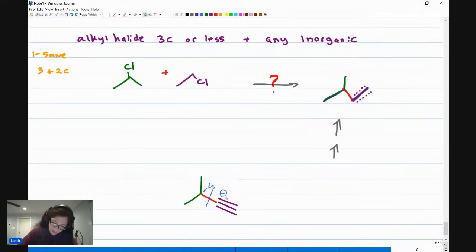If I want to make an alkyne from an alkane with something on it, I don't know how to do that. The best way to make an alkyne is from an alkene.